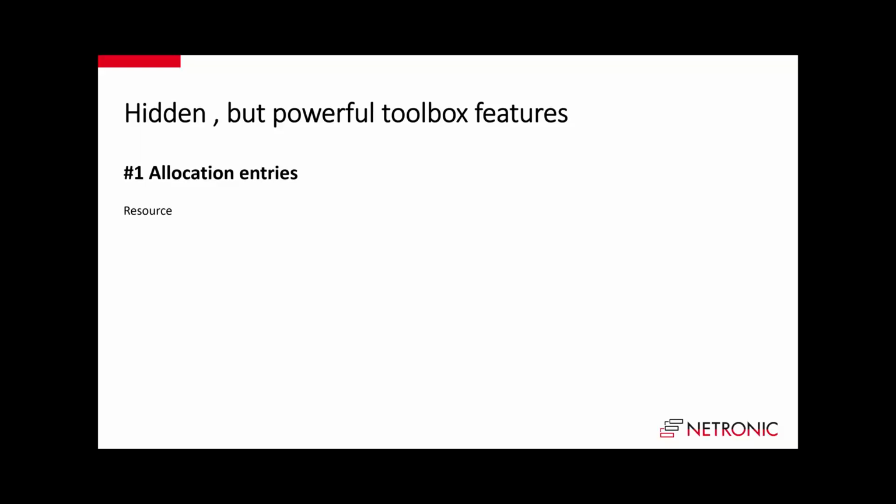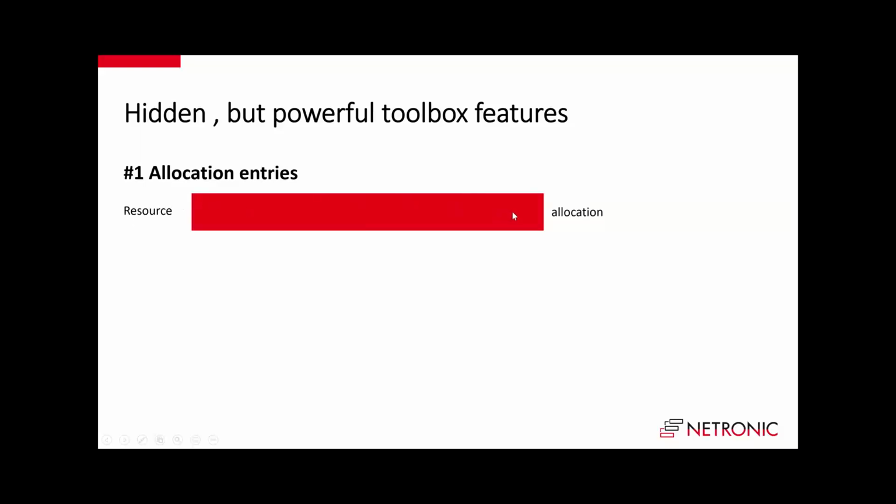And I just want to conclude this presentation with some of the hidden, and I picked 3 hidden, but still very powerful toolbox features. The one is something that we saw in the PrintViz scheduler. This is what we called allocation entries. So typically with a visual scheduler, and this was the case both for Dynaway and for PrintViz, you have a resource and then you allocate work to the resource. However, what you could do with the toolbox, you can segment this allocation into sub-allocations.